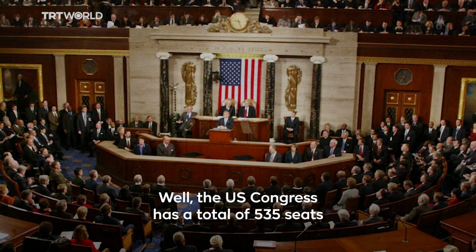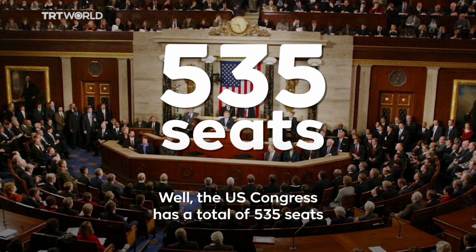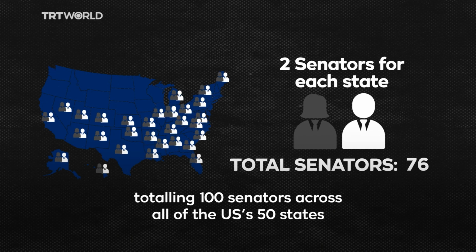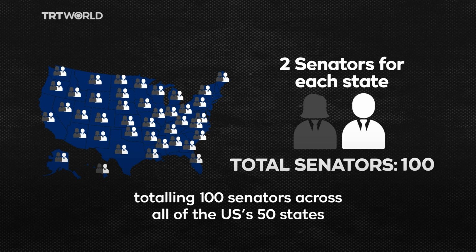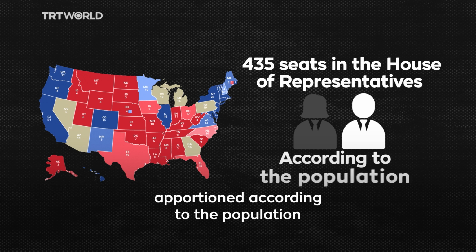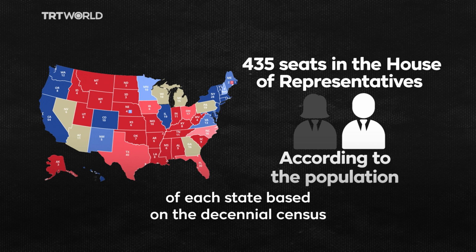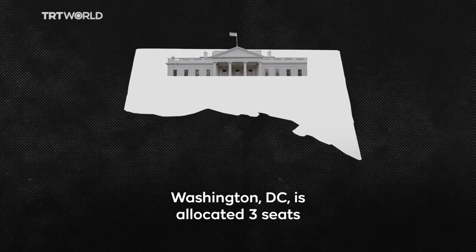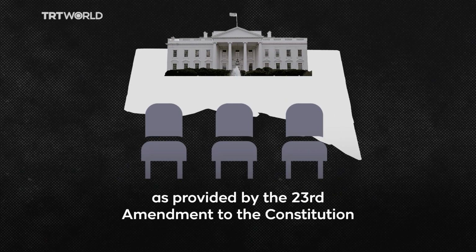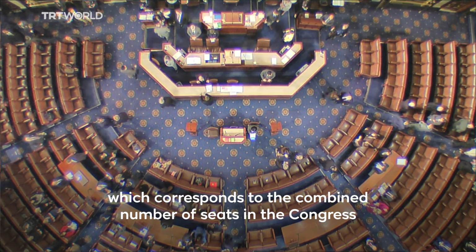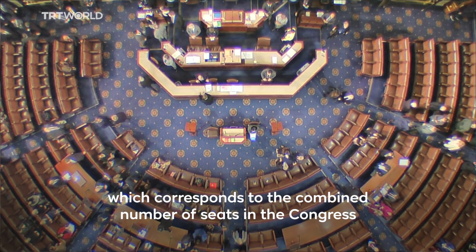Well, the US Congress has a total of 535 seats. Each state is allocated 2 senators regardless of the population, totaling 100 senators across the US's 50 states. Then there are 435 seats in the House of Representatives, apportioned according to the population of each state based on the decennial census. Finally, despite not being a state, Washington, D.C. is allocated 3 seats, as provided by the 23rd Amendment to the Constitution, bringing the total number of electors to 538, which corresponds to the combined number of seats in the Congress.